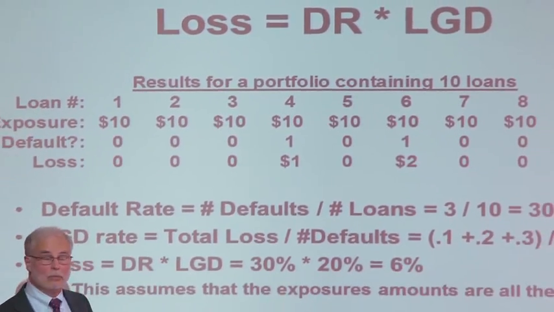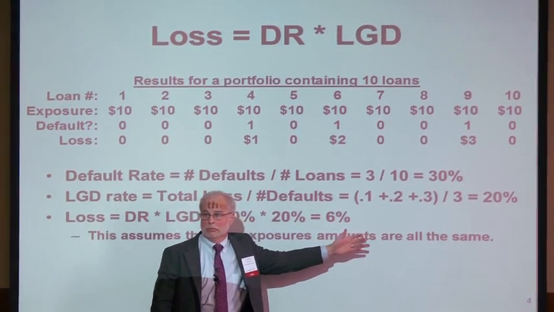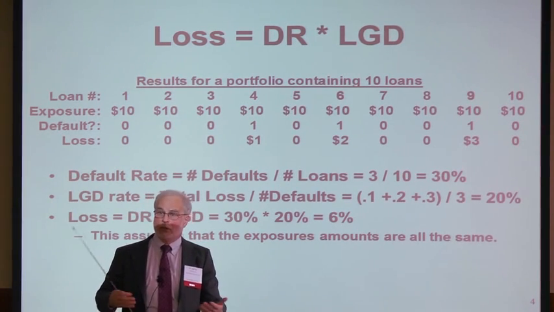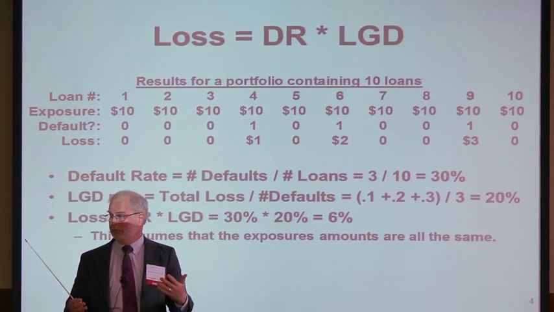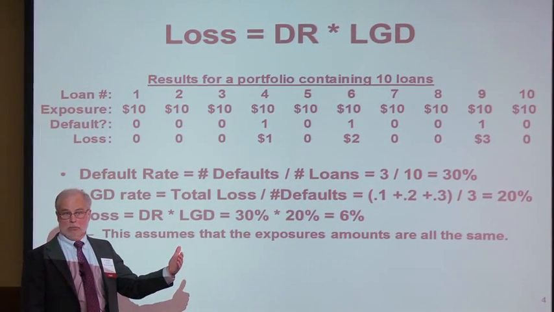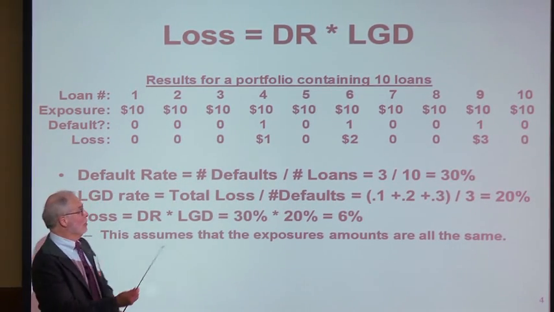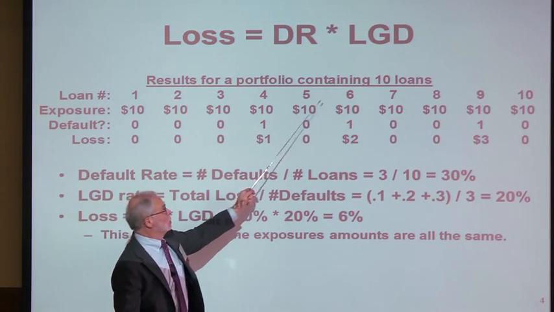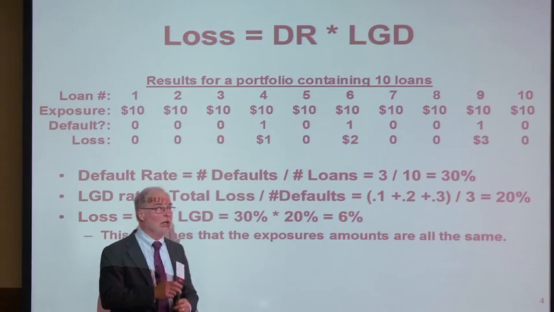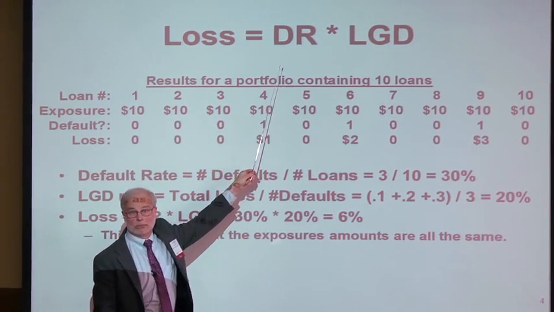Now, for that arithmetic to work out, you have to assume all the exposures are the same. And we have the luxury of doing that. We're analyzing rates and statistical properties of rates. So we don't care how many dollars a particular borrower owes to a particular lender. We're just going to abstract from that and say that all loans have an exposure of $10. And we'll just look at the rates, the default rate and the loss given default rate. And the rest of this slide is just demonstrating that this relationship is so.